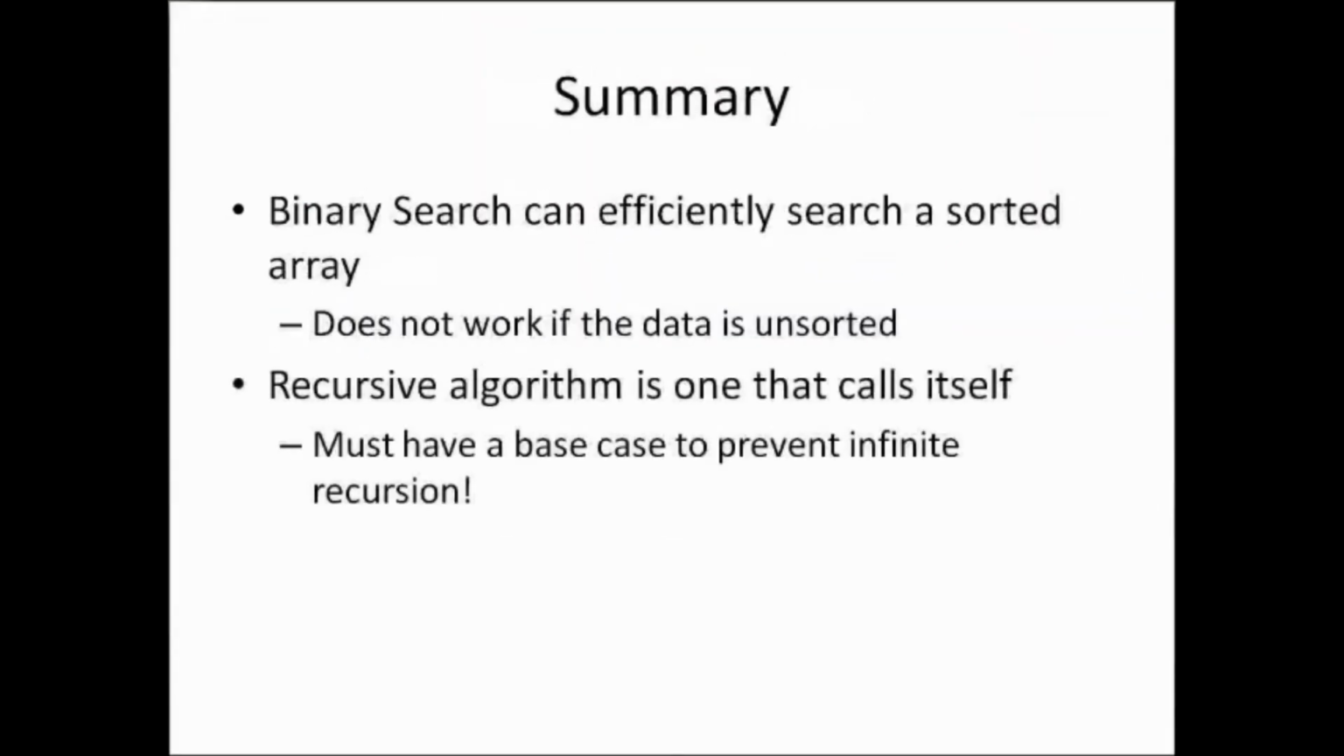So quickly to summarize, binary search efficiently searches a sorted array, but it doesn't work if the data is unsorted. Now, a recursive algorithm is one that calls itself. That means we have to have a base case to prevent infinite recursion. And in our case, it was making sure that low was less than or equal to high.